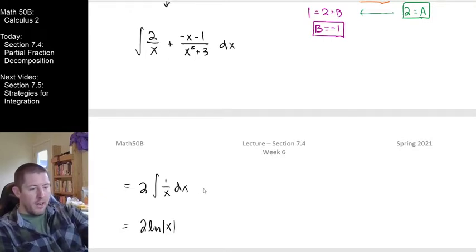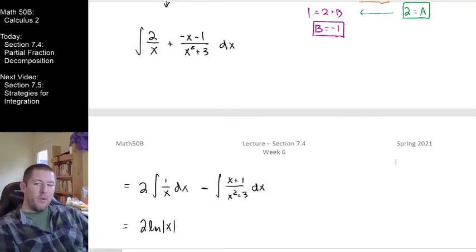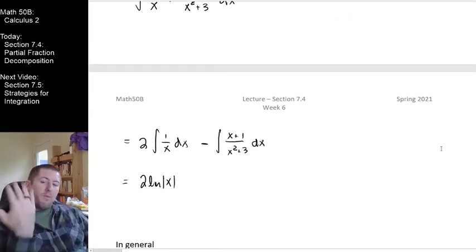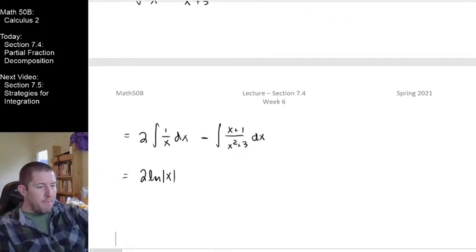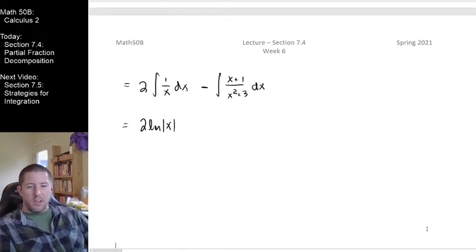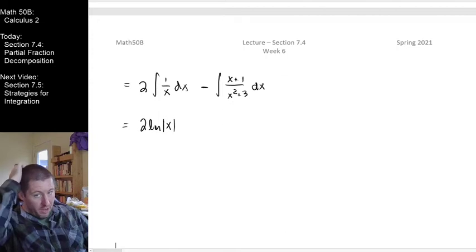Our other component here, I'm going to do a minus. So that minus is me factoring out the negative from the numerator right there. And I'm going to write this as x plus 1 over x squared plus 3 dx. And now the question is, can we do this second integral? Well, I can't do any more partial fraction decomposition because x squared plus 3 is nothing that I can actually factor, right? So I can't do more of what we've been doing.